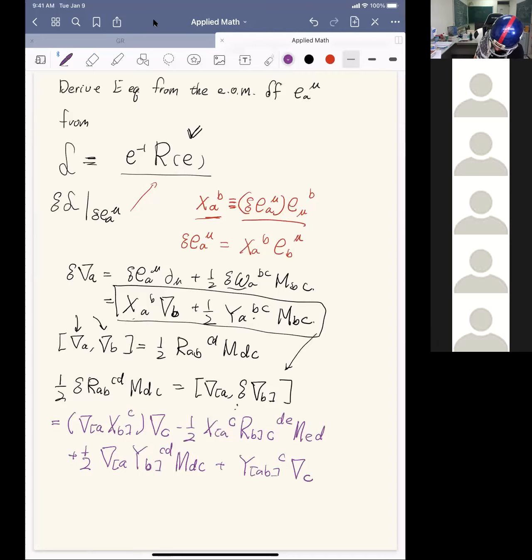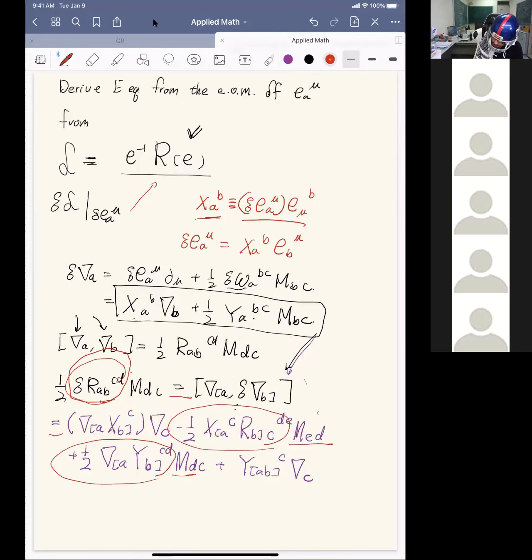Now, on the left-hand side, this is just this plugged in here, and then you're expanding out. So of course, this is an equality. You have an equality here and an equality here. Therefore, you identify the variation of R_abcd with whatever is multiplying the Lorentz generator. So you see that the variation of R_abcd is given by this term plus this term.